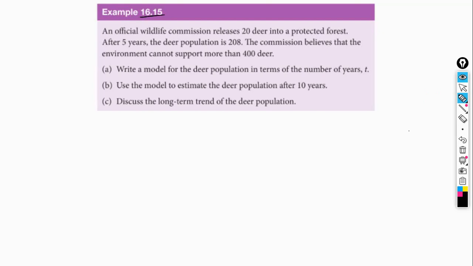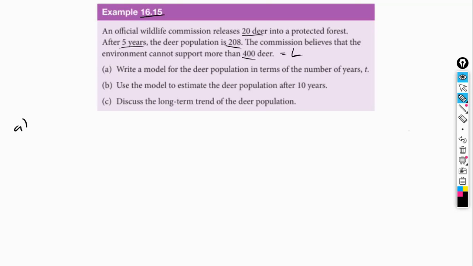It says an official wildlife commission releases 20 deer into a protected forest. After 5 years, the deer population is 208. The commission believes that the environment cannot support more than 400 deer. Notice that this is the carrying capacity. Part A, write a model for the deer population in terms of the number of years t.